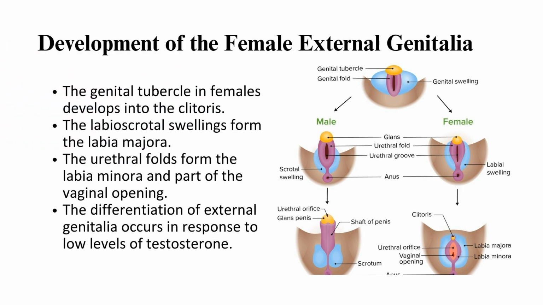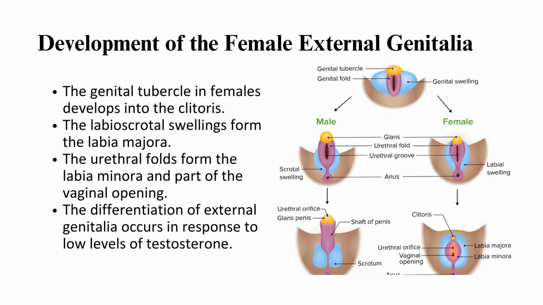The development of the external genitalia, vulva, in females also involves the differentiation of structures from the genital tubercle and genital folds. Genital tubercle. The genital tubercle forms the clitoris in females. It develops around the 6th week and becomes prominent as the clitoris, a structure that is homologous to the male penis.